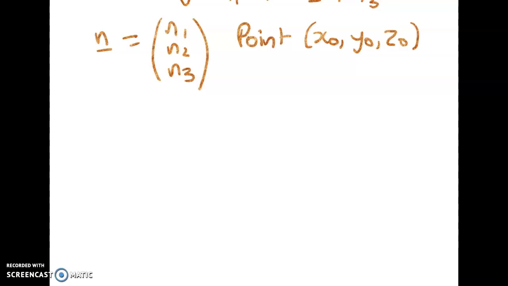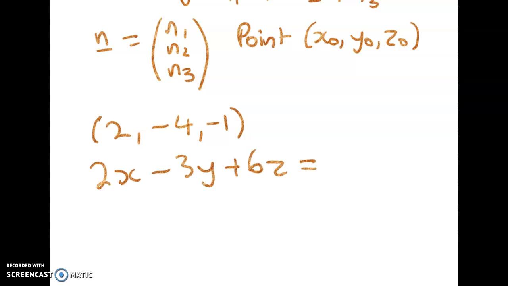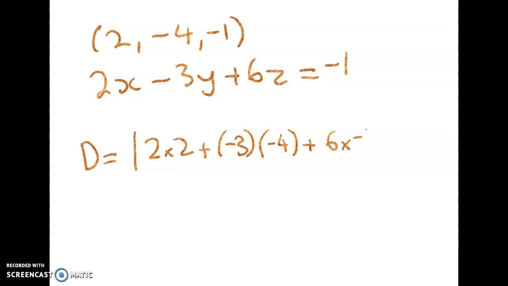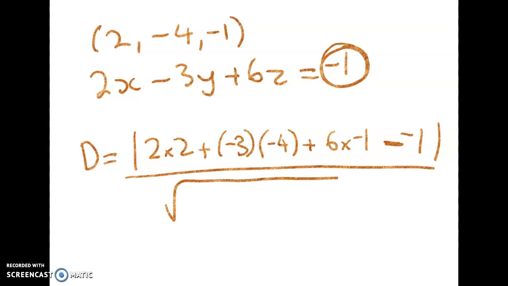So here, what's my distance between the two things? Well, I've got the point 2, -4, -1, and the plane 2x minus 3y plus 6z is equal to -1. So the distance from the point to the plane goes like this. It's the absolute value of 2 times 2 plus -3 times -4 plus 6 times -1 minus the constant in my plane equation, so minus -1, divided by the magnitude of the normal vector. So that's the square root of 2 squared plus -3 squared plus 6 squared.